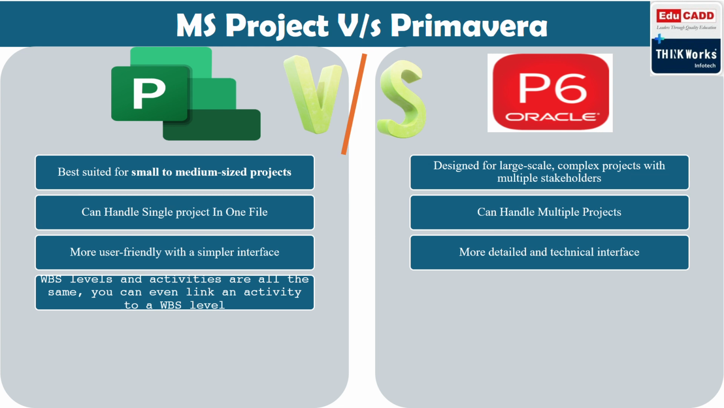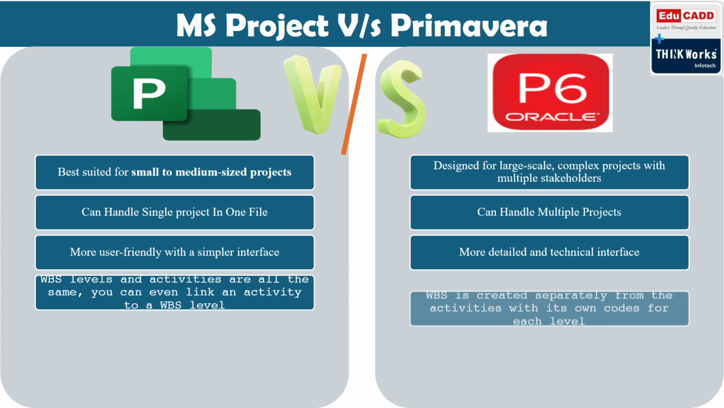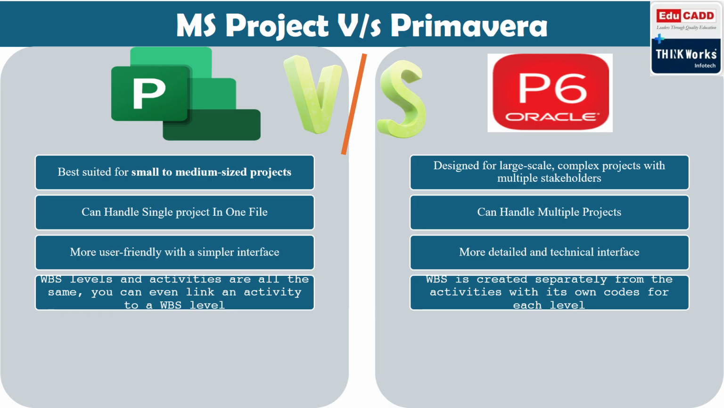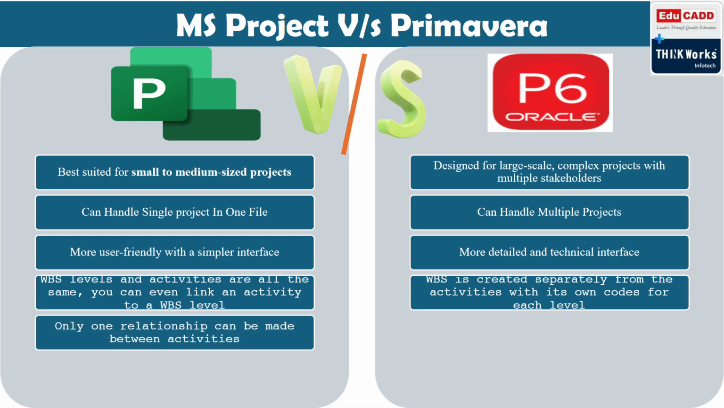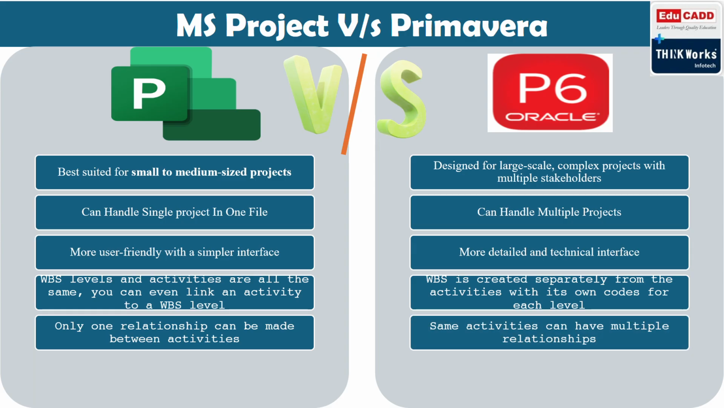In MS Project, WBS level activities are all the same. You can give links between the activities at the WBS level only. In Primavera, WBS is created separately and activities are created separately, and then they are linked to each other. In MS Project, we can give only one relationship between the activities. In Primavera, we can give multiple relationships.